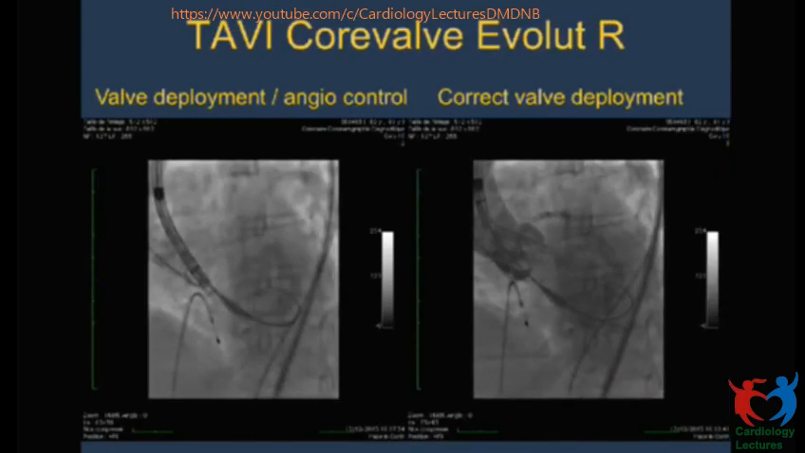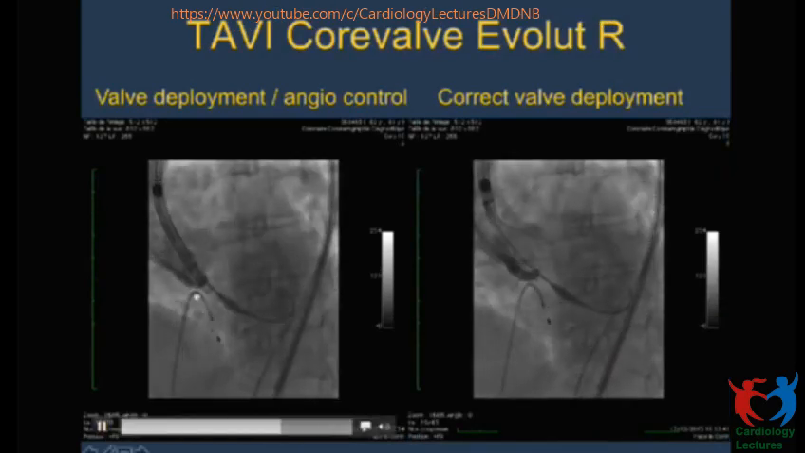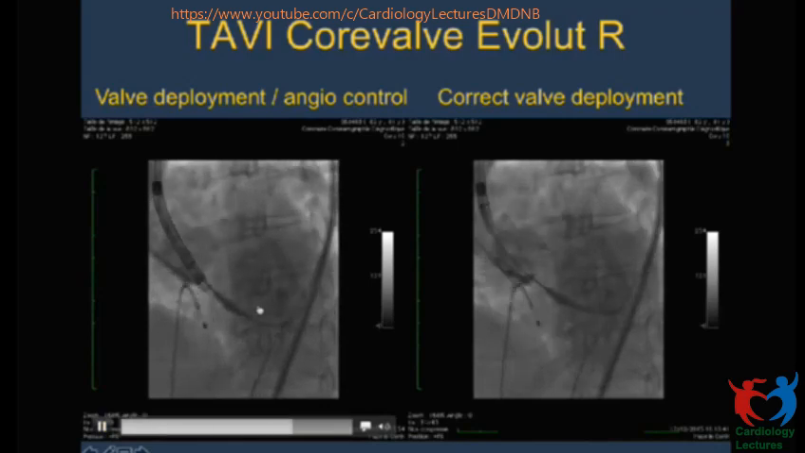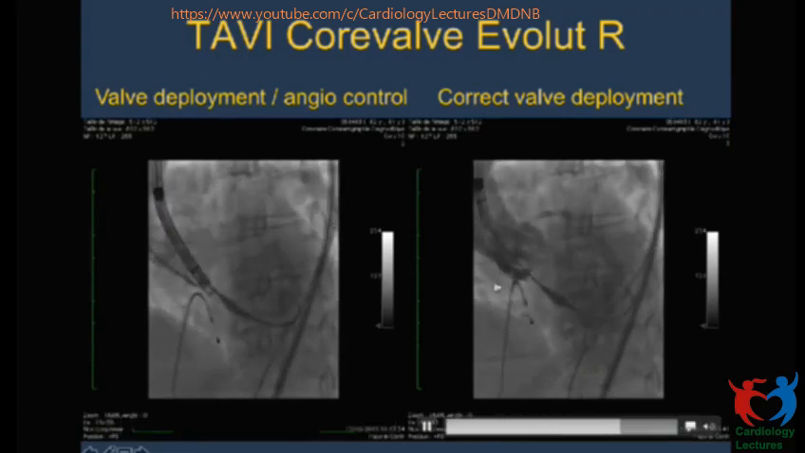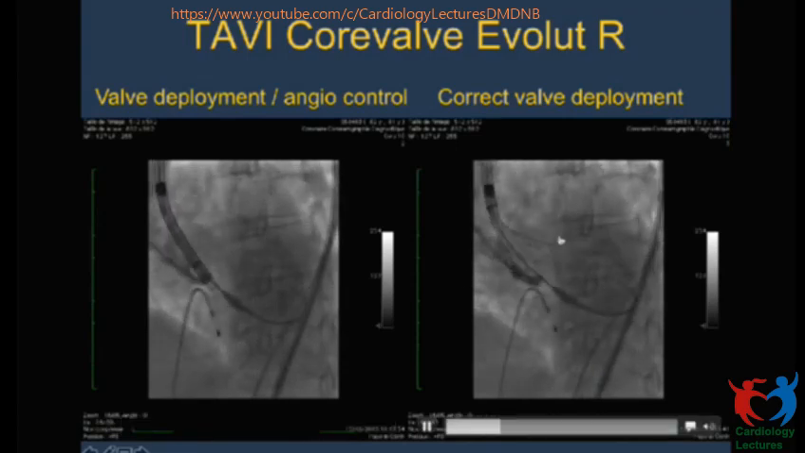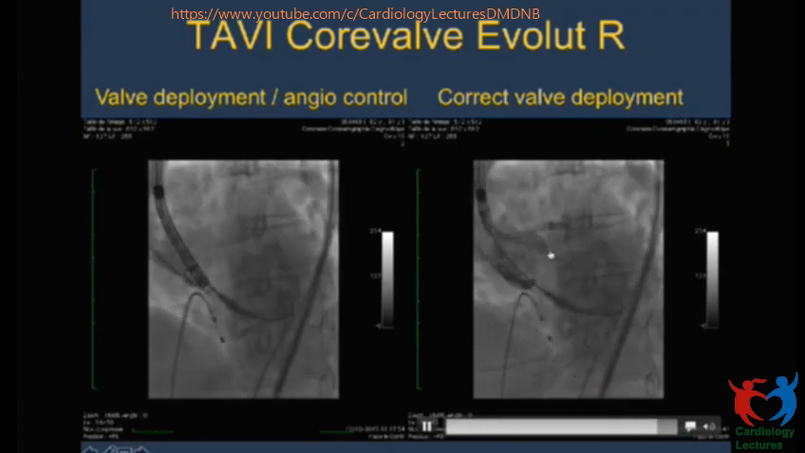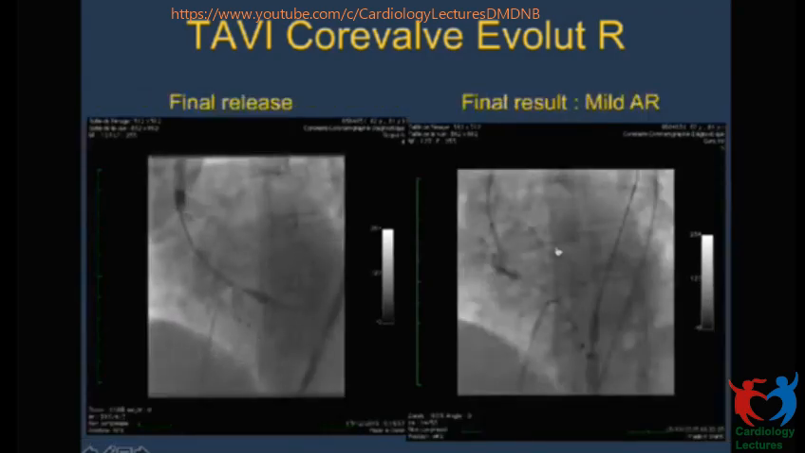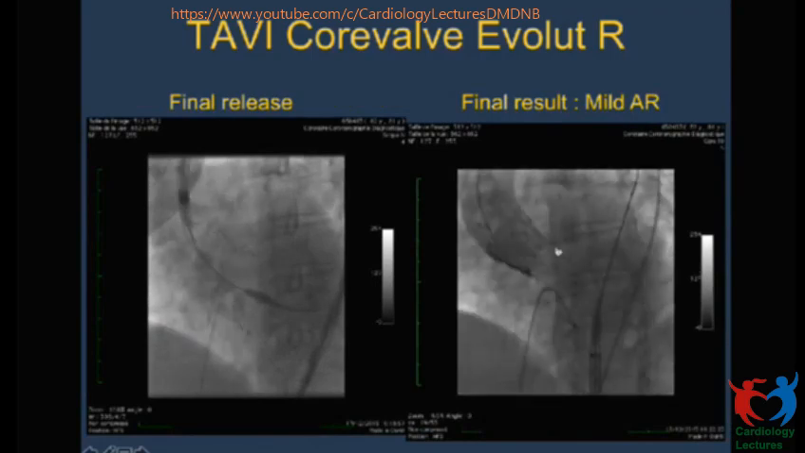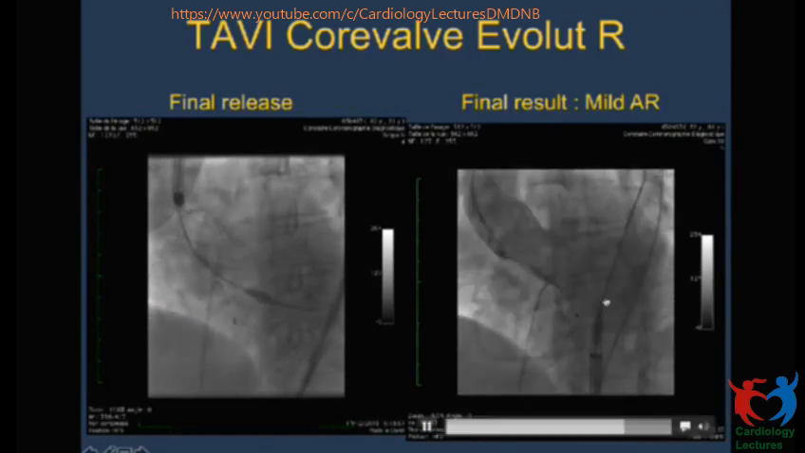And this is the deployment of the Evolut R. This is the first deployment, always with angio during the deployment. This is the correct deployment. The stent is about 2 to 6 millimeters in the annulus. This is the final release. And this is the result.